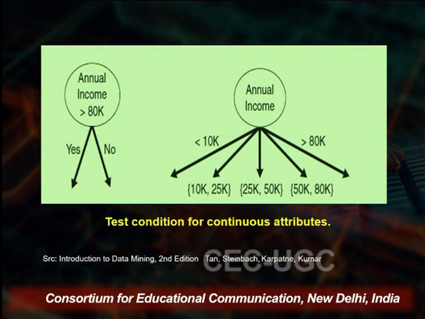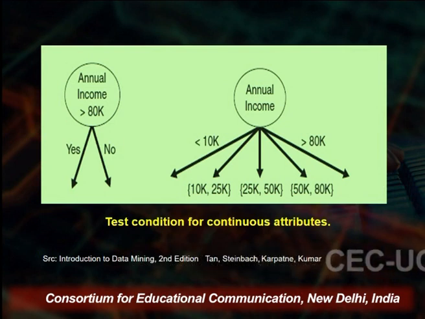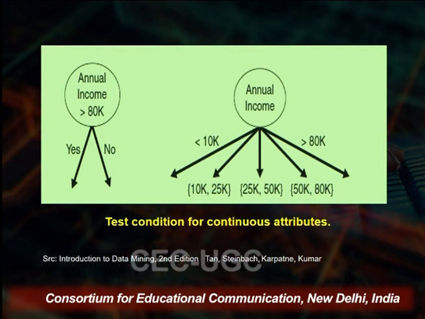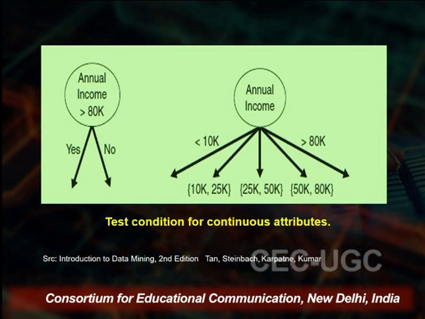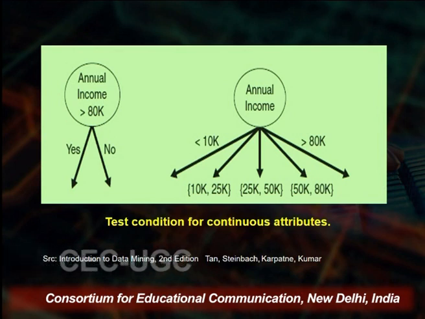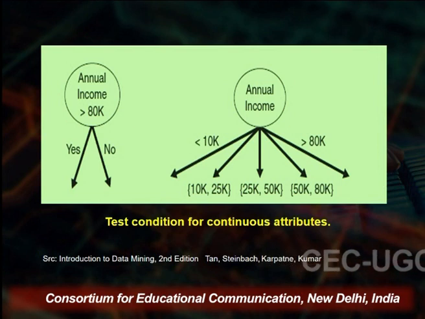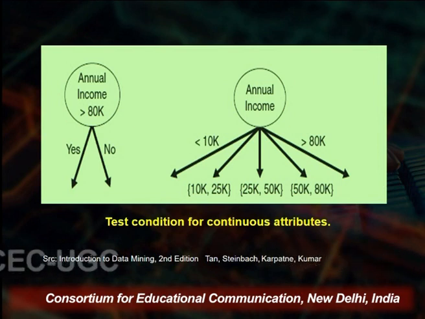But if you want to have a multi-way split in case of a continuous attribute, that is also possible. Here then you will have to define two outer values, okay. So these are actually mutually exclusive values which you are trying to define. So you have less than 10,000 and you have more than 80,000 as the two outer values, and in between you will have 10 to 25, 25 to 50 and 50 to 80.